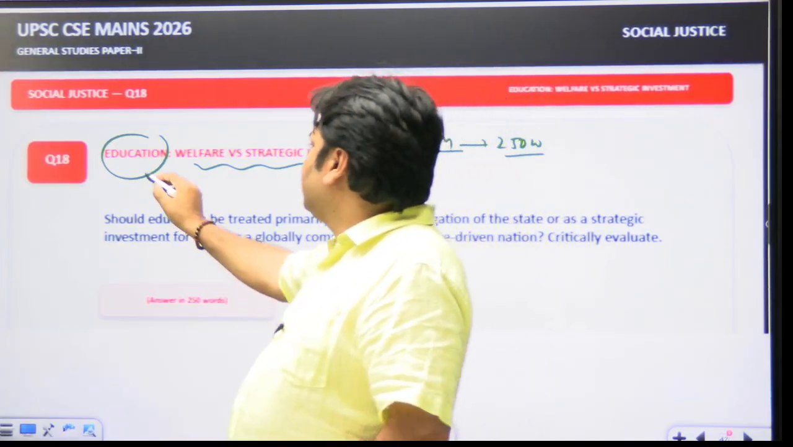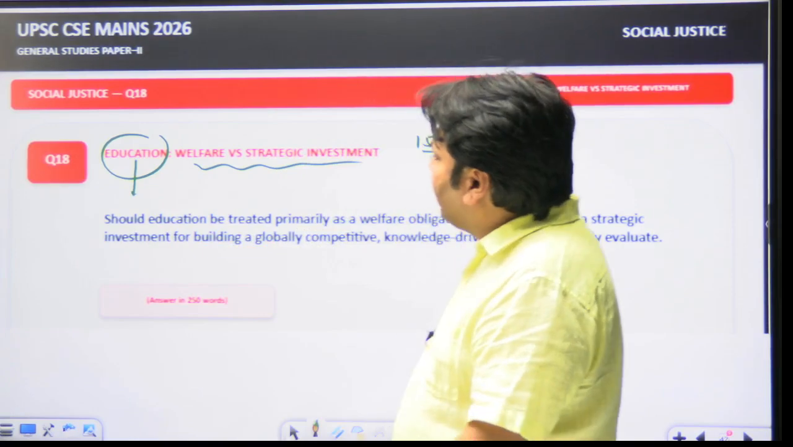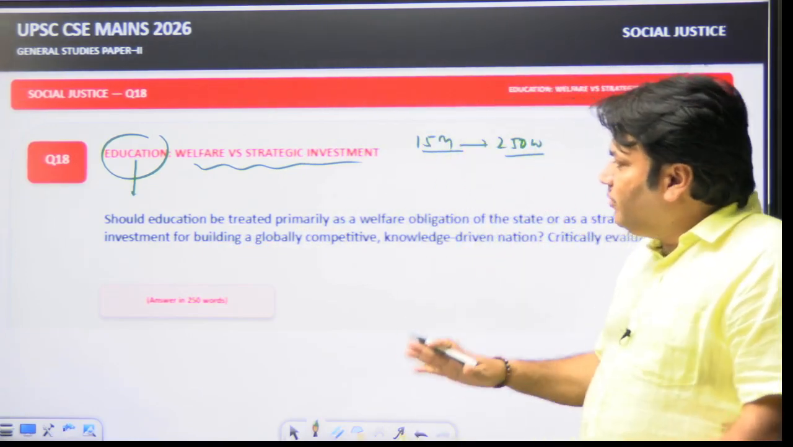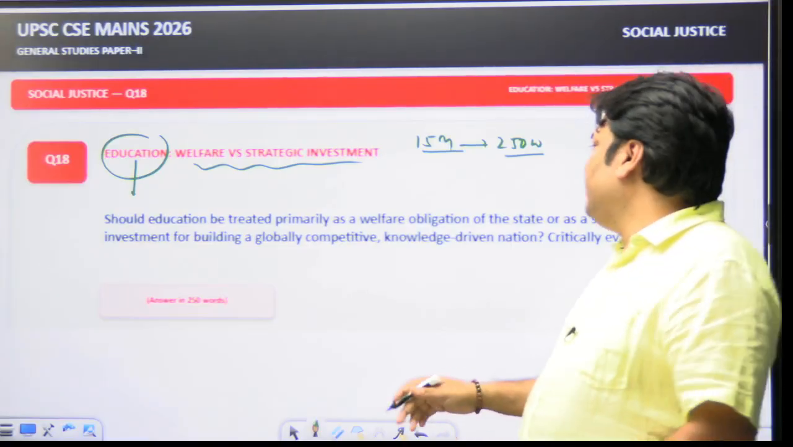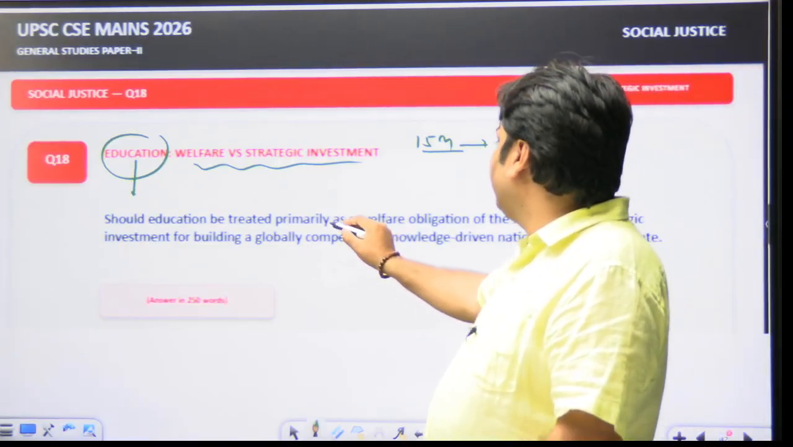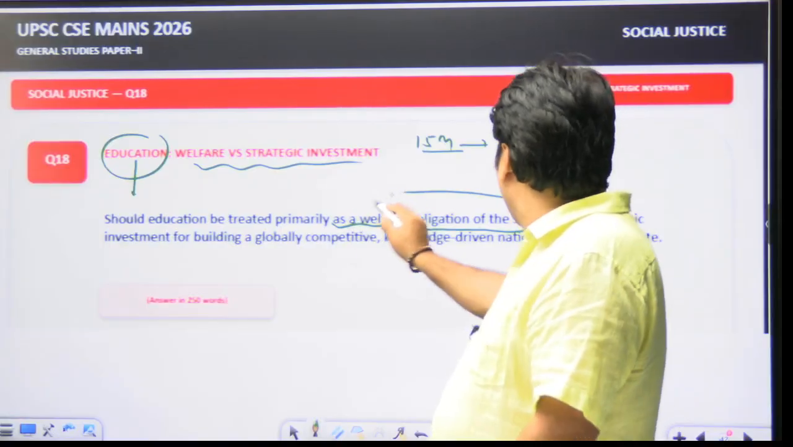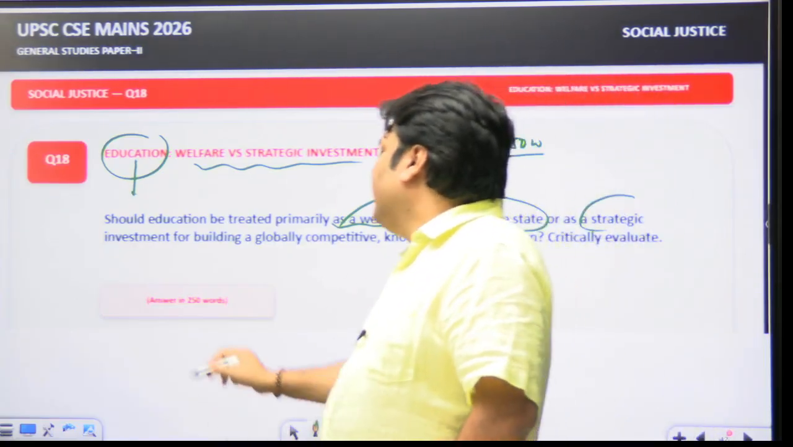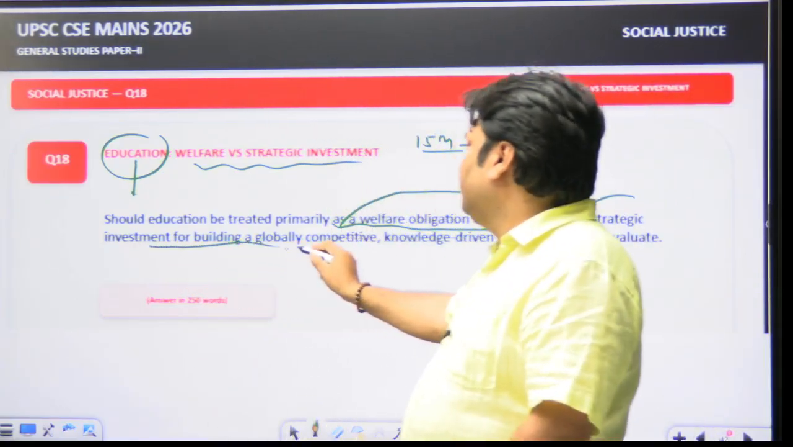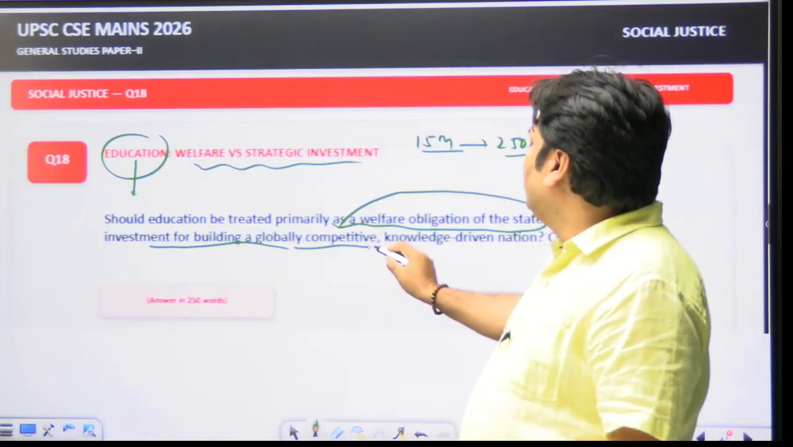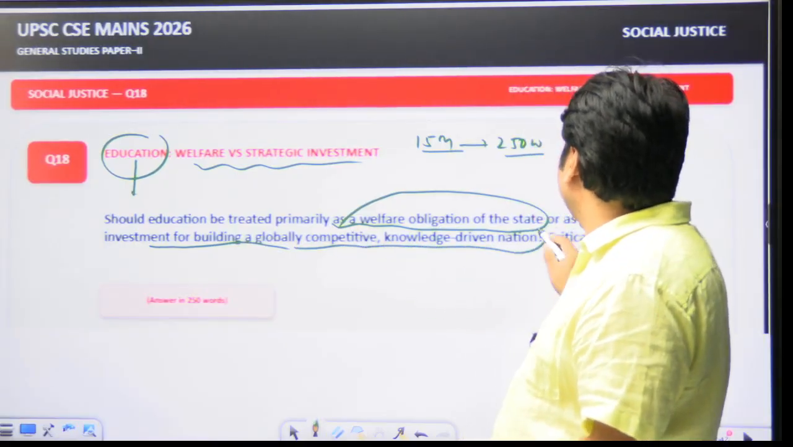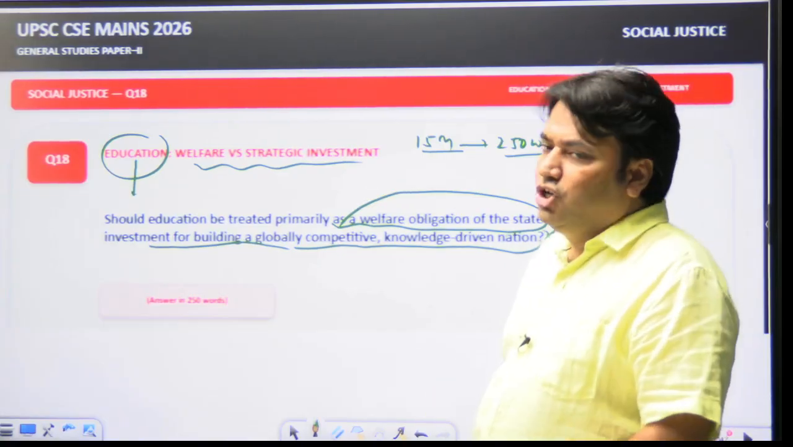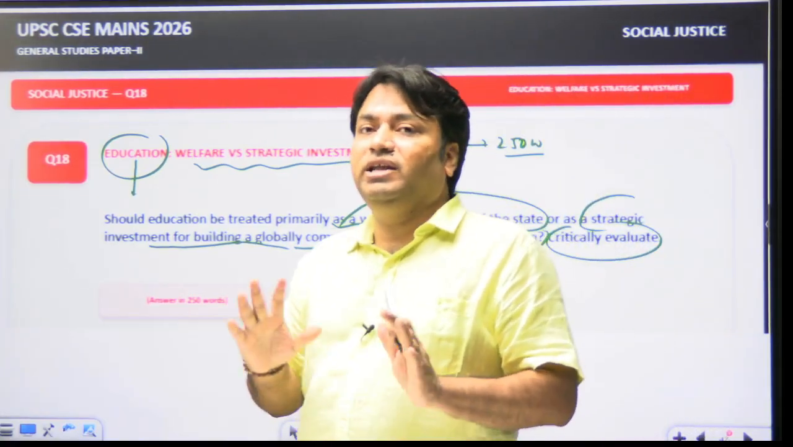The core theme is education, and the question is asking whether education should be treated primarily as a welfare obligation of the state, or as a strategic investment for building a globally competitive, knowledge-driven nation. Critically evaluate. So the directive keyword is critically evaluate.